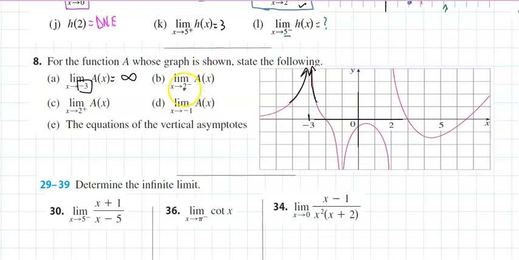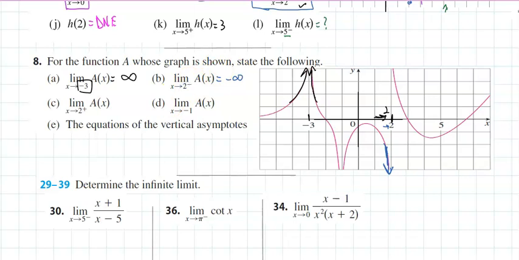What is the limit as x approaches 2 from the left? There's 2. From the left, if I take this path, do you see what y's reaching? Isn't y, as you get very close to 2 from the left, isn't y going to shoot down to negative infinity?